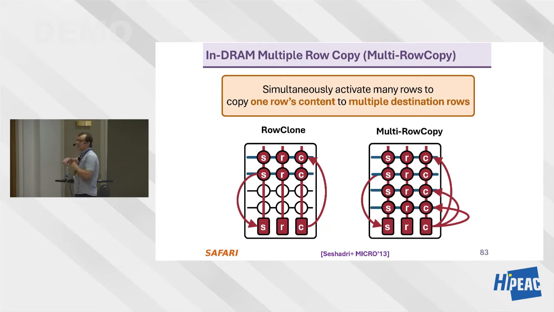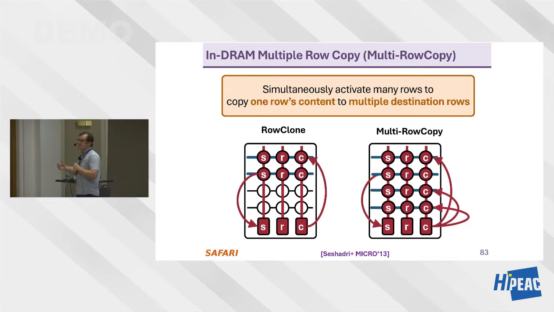So remember RowClone. Yesterday I showed you that you could actually copy a source row to a destination row by doing 2 consecutive activations, which is great. That's 1 row only. In this work, we show that you could actually do it to many rows. If you do multiple row activation, that source row can get copied to 31 other rows.